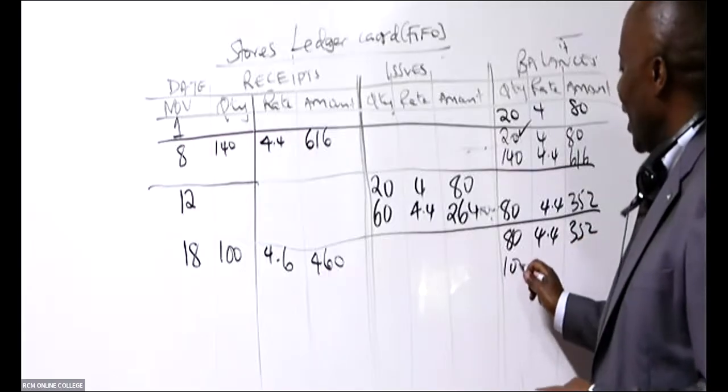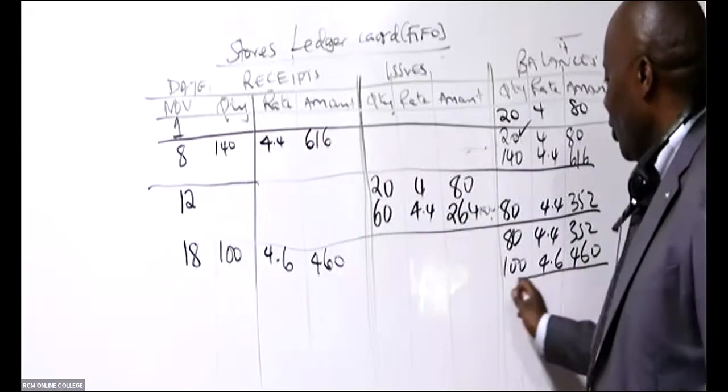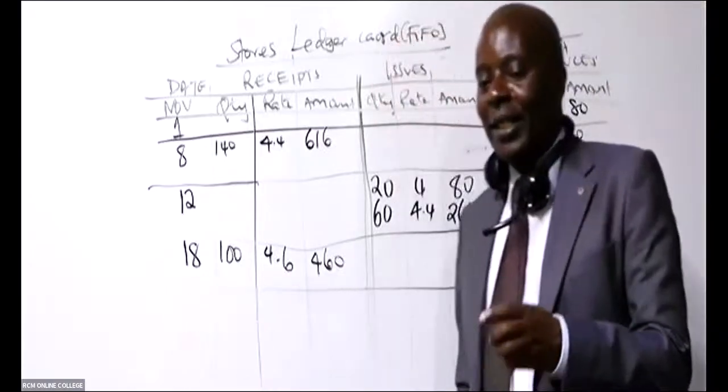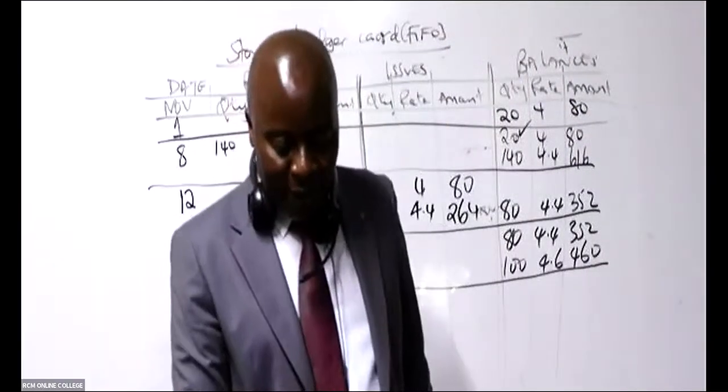And then now we have here 100 at what here, somebody? At 460. And then you do what here? Now go to the next date. We see whether you can book it nicely yourselves.